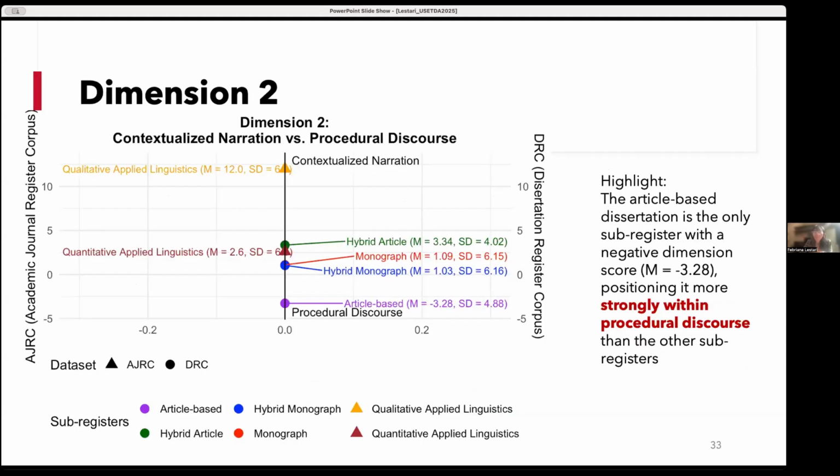Now, dimension 2 is different from dimension 1. On the positive pole, the dimension is about how we narrate the context when we write, and on the negative pole, we have procedural discourse. The highlight here is that the article-based dissertation is the only subregister in the dissertation writing that has a negative dimension score. This indicates that the article-based dissertation is more procedural than the other subregisters in the applied linguistics field.